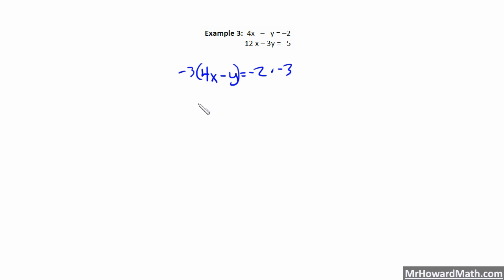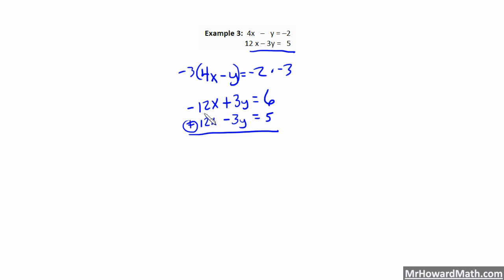So that gives me, distribute in here, and I get negative 12x plus 3y equals negative 2 times negative 3 is positive 6. So this is equivalent to this right here. Now I'm going to just add the two lines. I'm going to bring my second line down here. So that's 12x, I'm adding these two here, and negative 3y. This is just line 2, I'm rewriting. And that equals 5. Okay, I'm adding all of this.